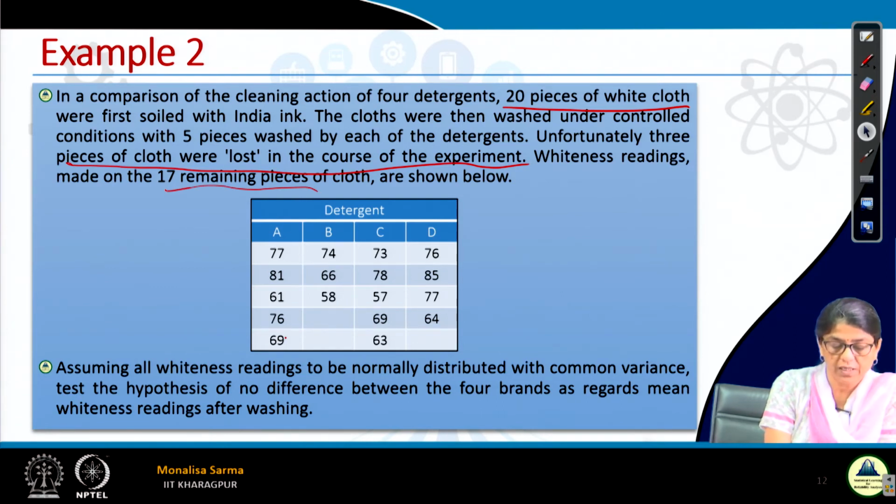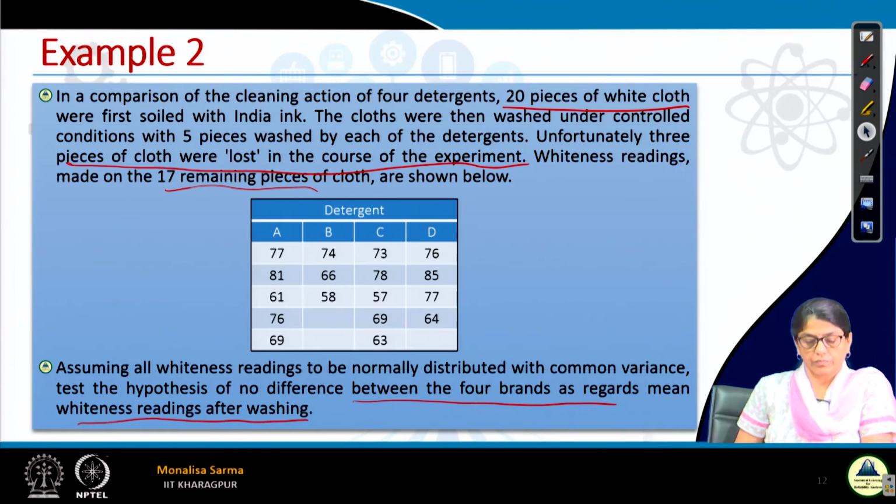So, for detergent A we got 5 pieces, good. For detergent B we got 3 pieces, C we got 5, D we got 4, very much unbalanced data. Assuming all whiteness readings to be normally distributed with common variance, test the hypothesis of no difference between the 4 brands as regards mean whiteness reading after washing.